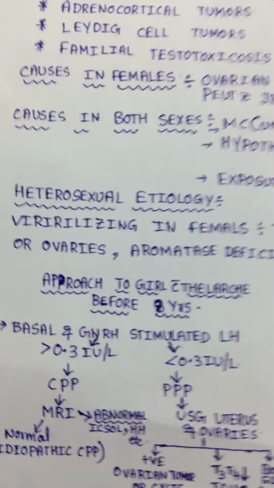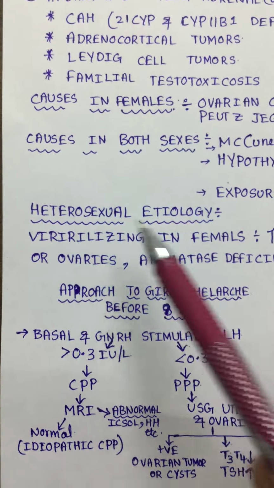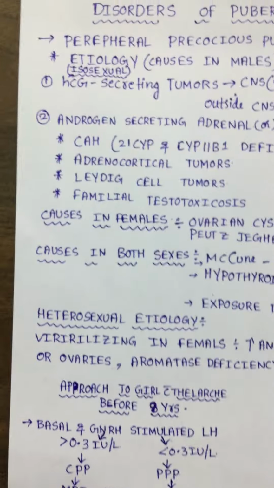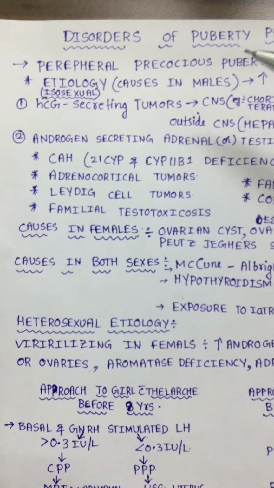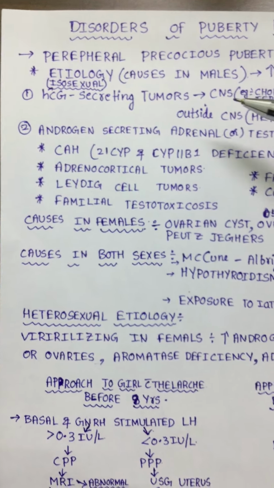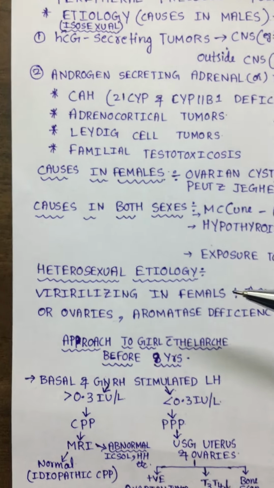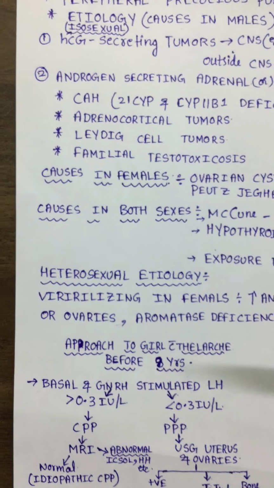The conditions which lead to increased androgen production and virilization in females will lead to heterosexual precocious puberty in females. So this is the etiology of peripheral precocious puberty, isosexual and heterosexual. Isosexual can be divided into males, females, and both sexes. Heterosexual, in females virilizing causes, and in males excessive feminizing causes.